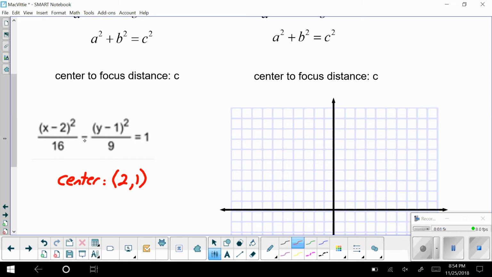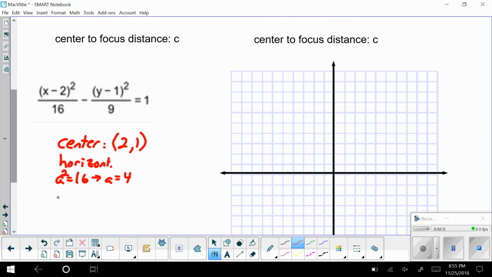Because x comes first before the subtraction, this is horizontal, meaning that my hyperbola curves are going to be opening to the left and right. I can see that a squared is 16, which means a is 4. B squared is 9, which means that b is 3. That also means that c squared is a squared plus b squared, so my c is 5.